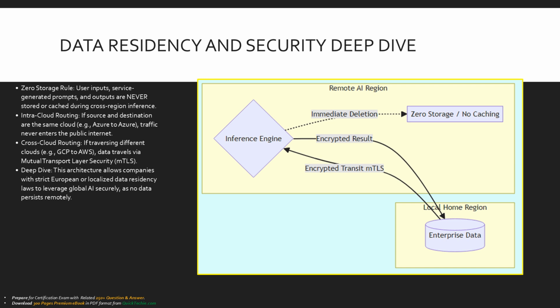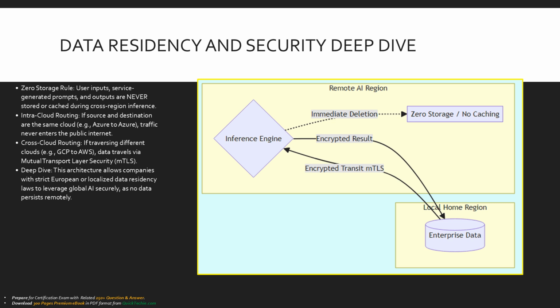Furthermore, if your source and destination regions share the same cloud provider, like Azure to Azure, the traffic stays entirely within the provider's highly encrypted global backbone. It never touches the public internet. If you are crossing clouds, say GCP to AWS, Snowflake secures the transit using Mutual Transport Layer Security, or MTLS. This ephemeral, highly encrypted pipeline means that even organizations with strict data residency requirements can often leverage global AI, because the data never actually resides in the foreign jurisdiction.